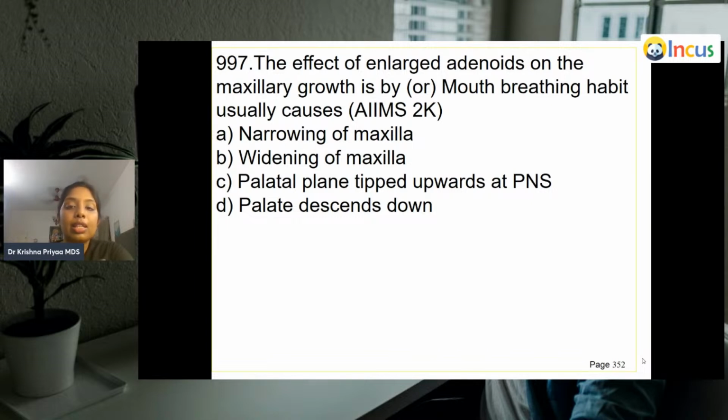So, what happens when there is an enlarged adenoid? Narrowing of maxilla, widening of maxilla, palatal plane tipped upwards. If this is the palatal plane, what they are saying is it's tipped upwards and the palatal plane descends down. So here the answer is narrowing of the maxilla. So the enlarged adenoids on the maxilla, it's growing like this because of which the maxilla is constricted.